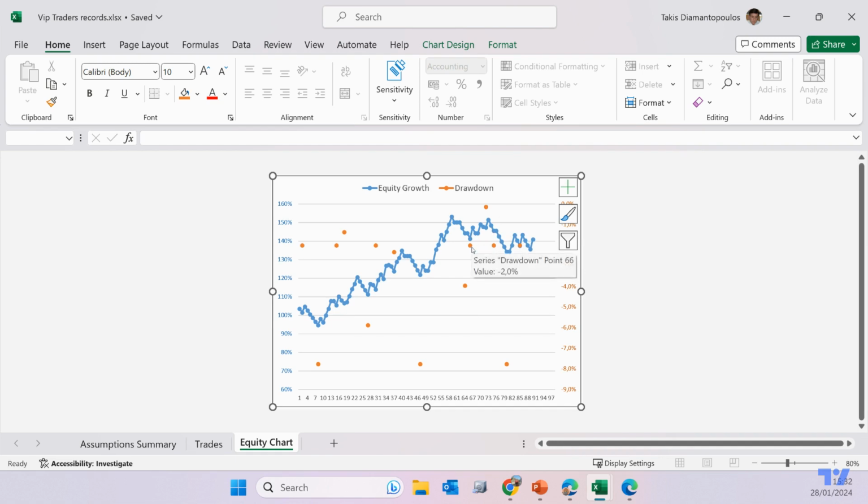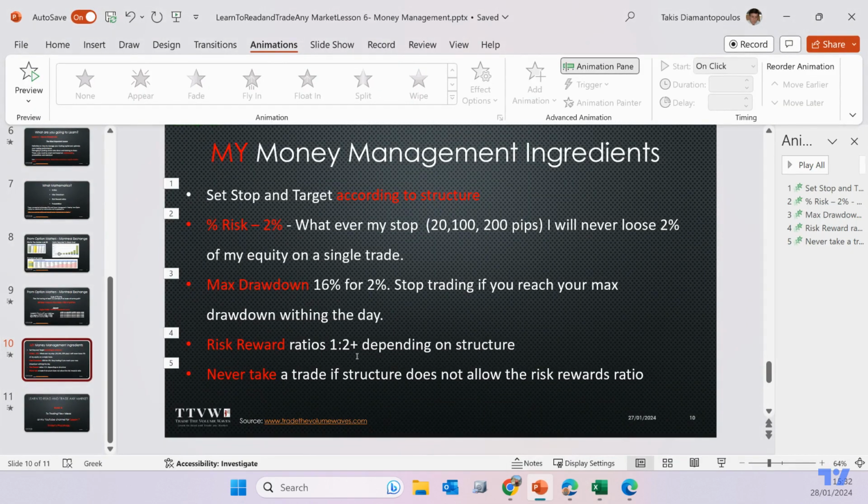So basically, money management is, I think, the most important thing in order for you to make money, to manage your own trading shop.